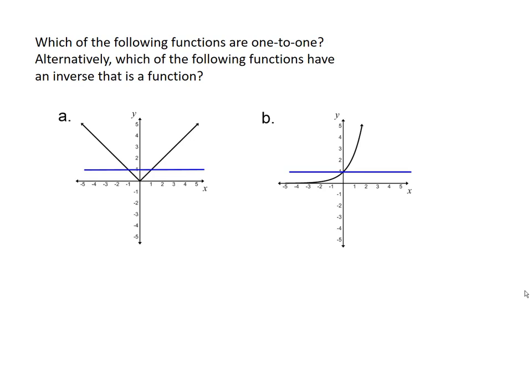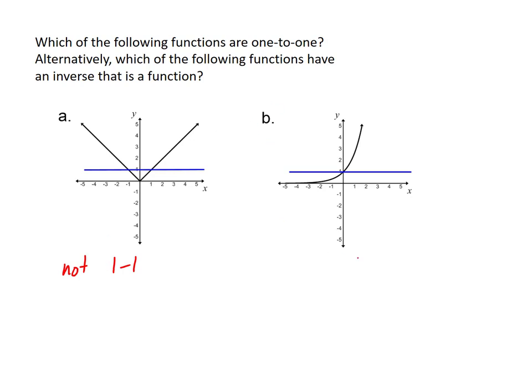Now the first graph is the function y equals absolute value of x. It has a V shape beginning at the origin, going to the first and second quadrants. Now we have shown a horizontal line that is drawn at y equals 1. Because this horizontal line intersects the graph y equals absolute value of x in two places, this is not one-to-one.